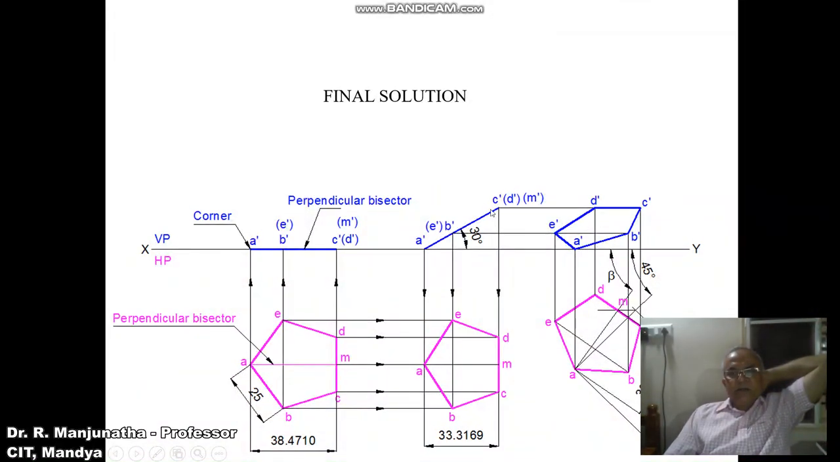Similarly, draw a horizontal projector from C dash and D dash and draw a vertical projector from C to intersect at this point, and you mark this point as C dash, and draw a vertical projector from D to intersect at this point, and you mark the point as D dash. Then join A dash to B dash, B dash to C dash, C dash to D dash, D dash to E dash, and E dash to A dash with a dark line. So this is how you will be able to solve the problem in the sketchbook.